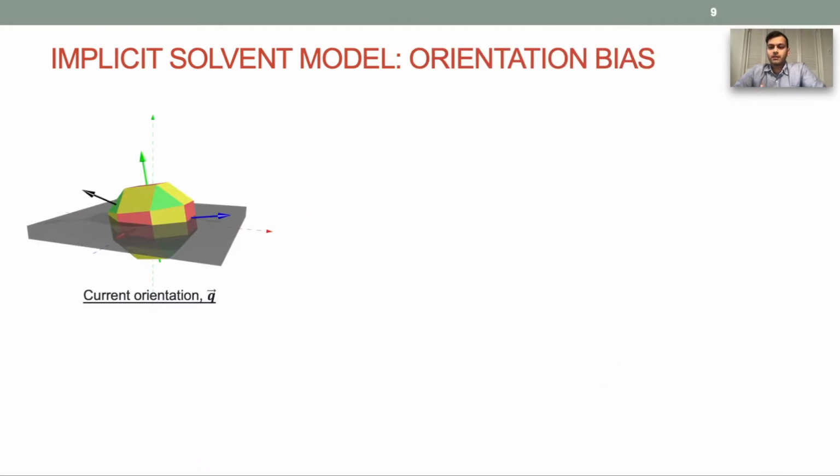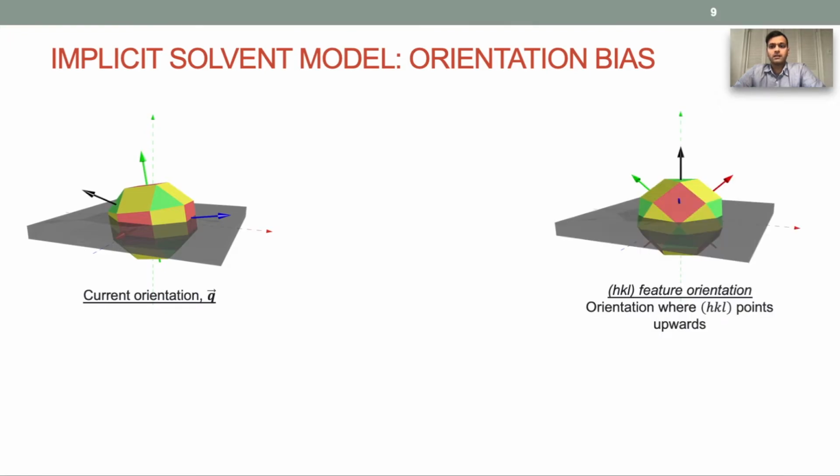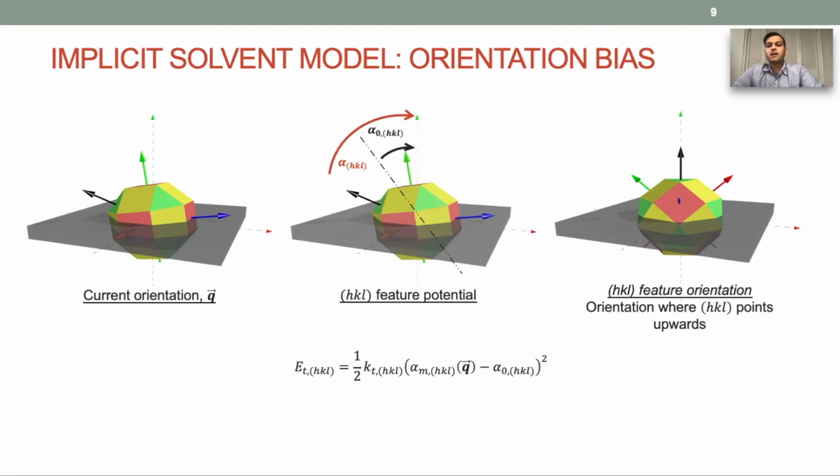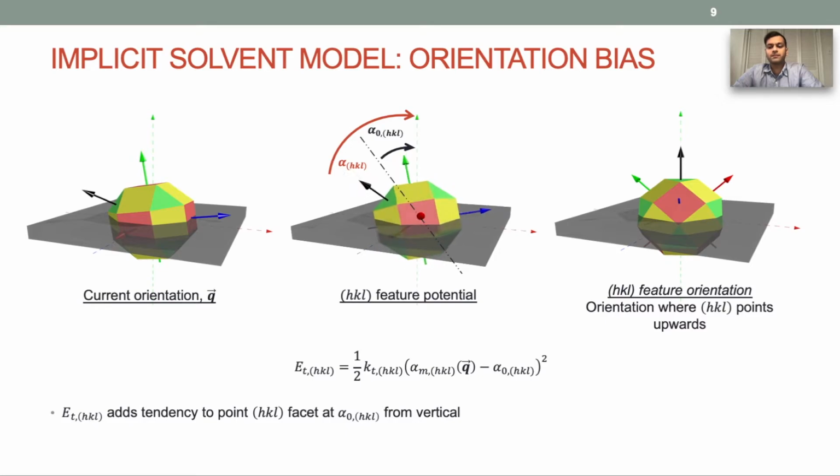Consider an arbitrary orientation Q. Let's also define the HKL feature orientation as the one where the HKL facet is parallel to the interfacial plane, which in this case happens to be the green 111 facet. Now we can define an HKL feature potential given by this expression as the tendency to rotate the nanoparticle from its current orientation towards the feature orientation along the shortest path, and do so as to point the HKL facet at an angle alpha naught from the vertical.